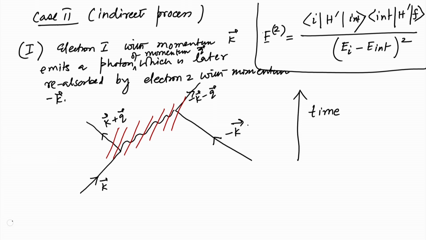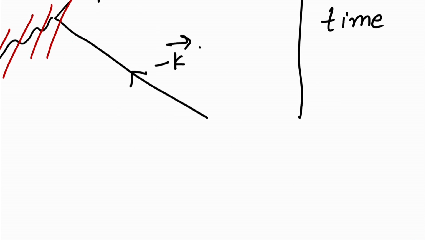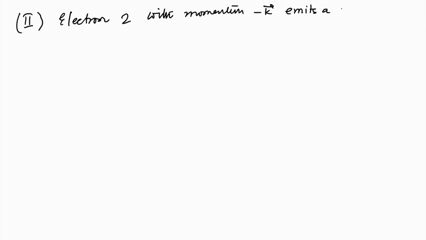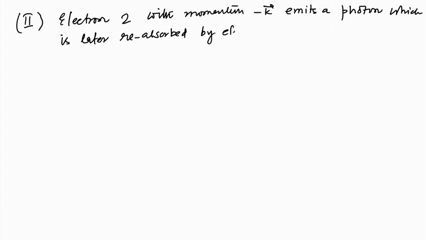Now, the same thing can be thought of for the reverse case, that is 2, in which electron 2 with momentum minus k emits a phonon which is later reabsorbed by electron 1 with momentum k.